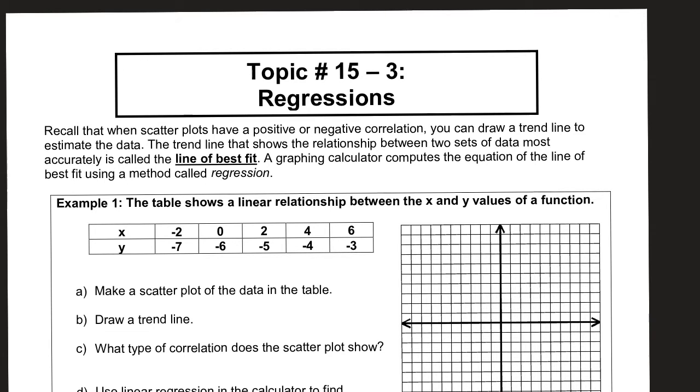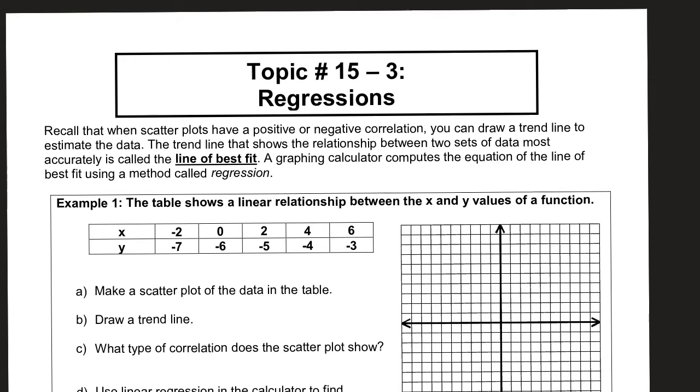Today we'll be talking about regressions. Recall that when scatter plots have a positive or negative correlation, you can draw a trend line to estimate the data, and we call that a linear regression. The trend line that shows the relationship between the sets of data most accurately is called the line of best fit. A graphing calculator computes the equation of the line of best fit using a method called regression.